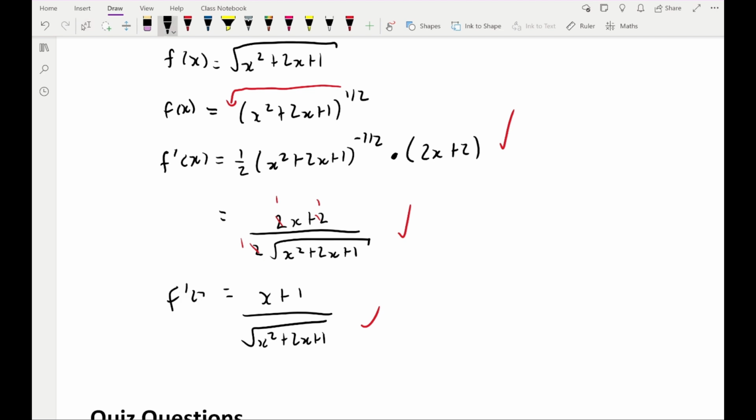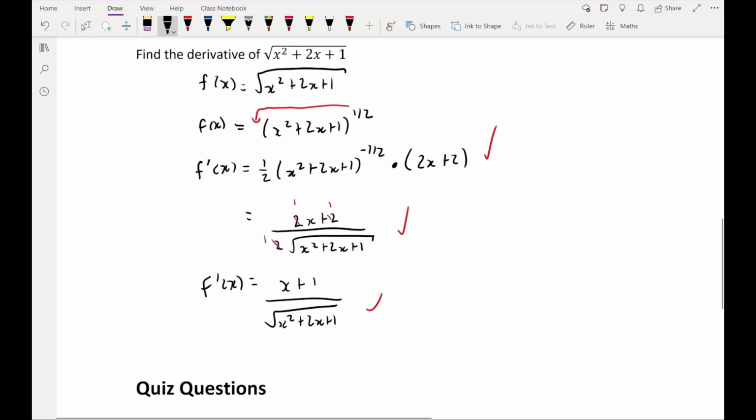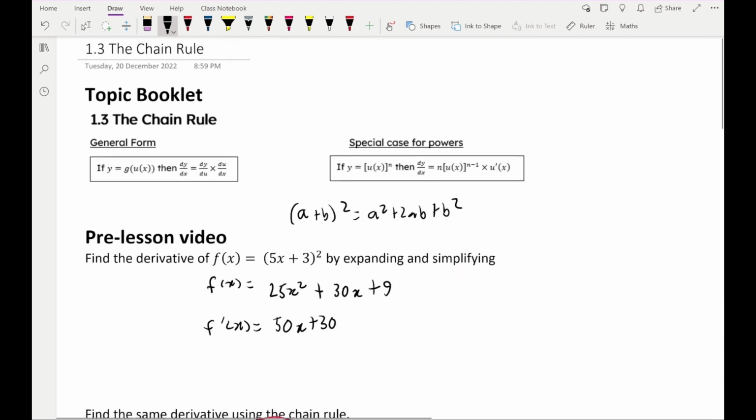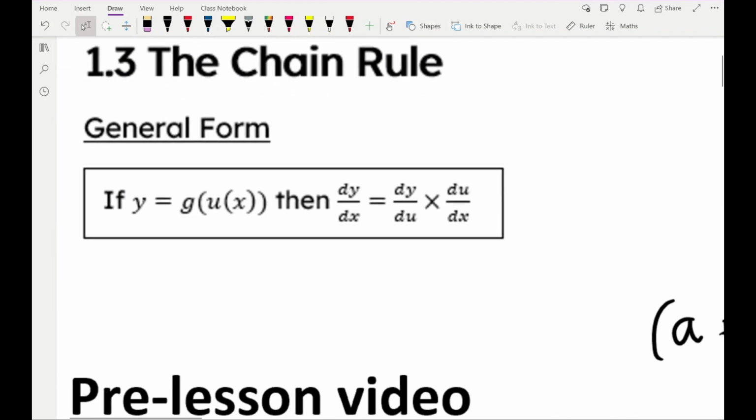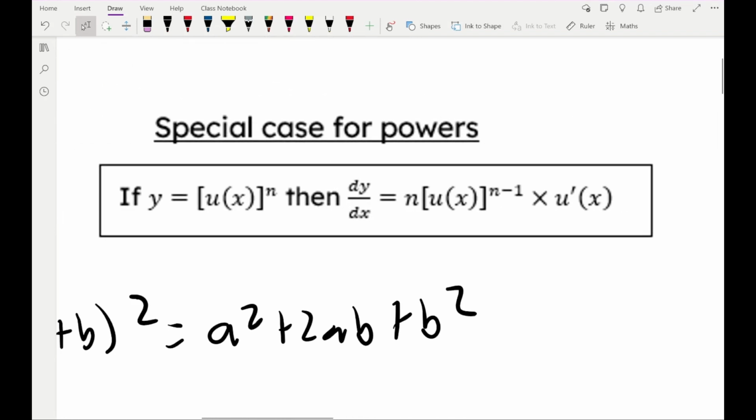Now, I'll stress the chain rule isn't just brackets to powers. It is a whole bunch of other functions. We just haven't learnt those yet. So we will be dipping into the general form later on. But for now, all you need to do is this special case for powers, which is you do the standard rule to your bracket and then you times by the baby. That's it.